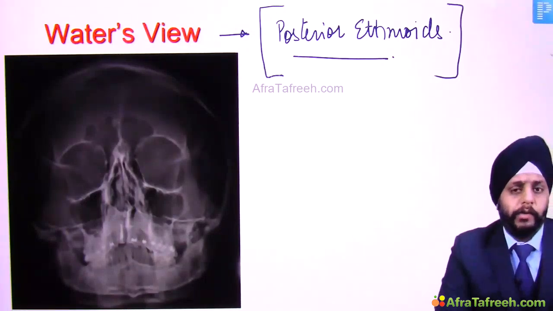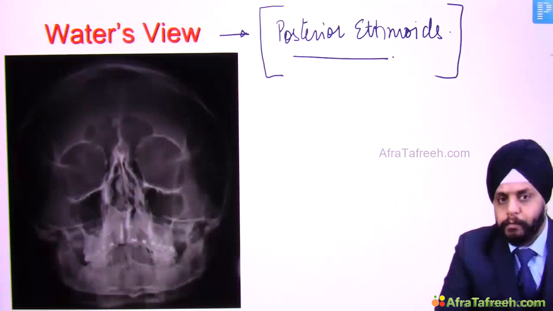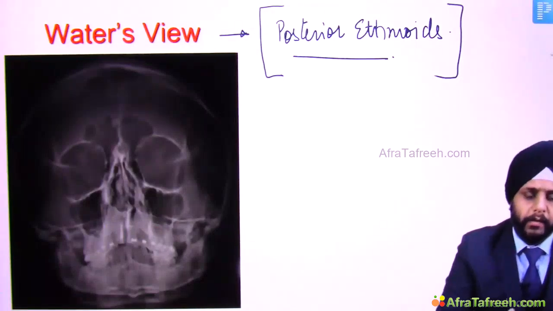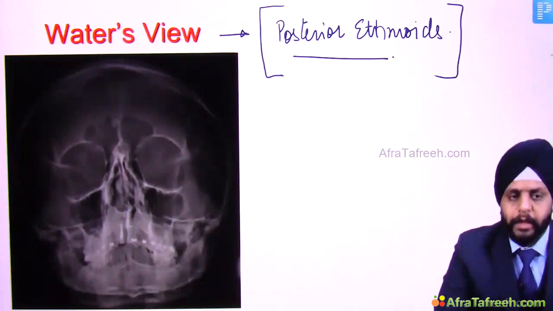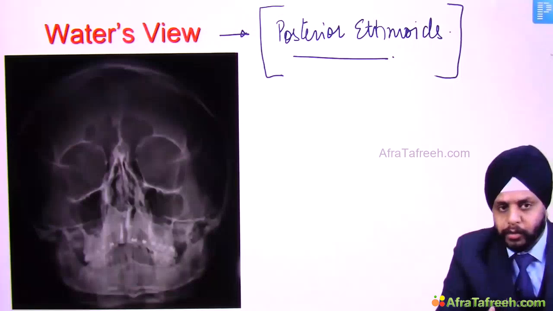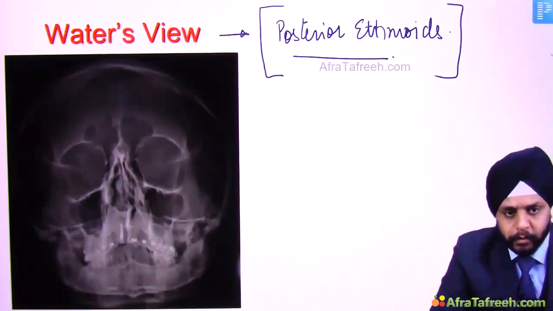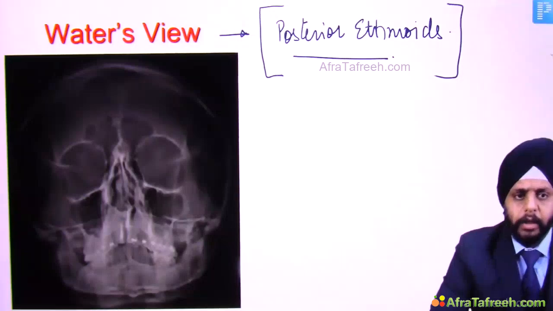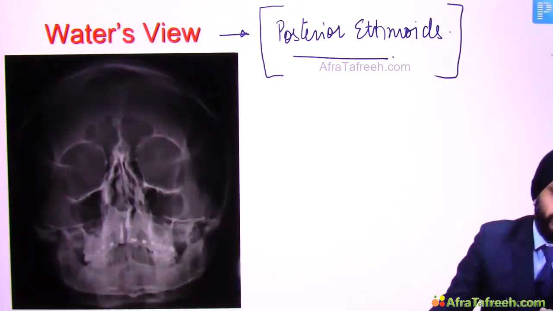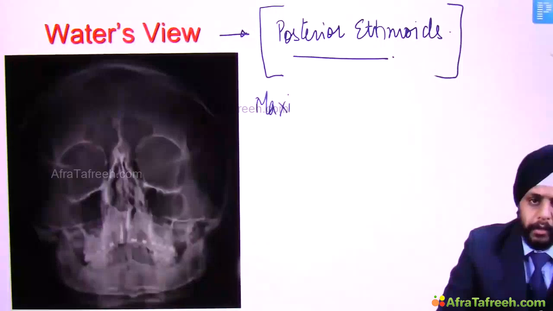If posterior ethmoids is not given in the choices, then your next best answer is the sphenoid sinus, because the sphenoid sinus is not visible in the closed mouth, classical Waters view. It is visible only when you do the Waters view with the open mouth, which we also sometimes call Pierce view. Another important question: this Waters view is mainly used for the diagnosis of disease of the maxillary sinus.